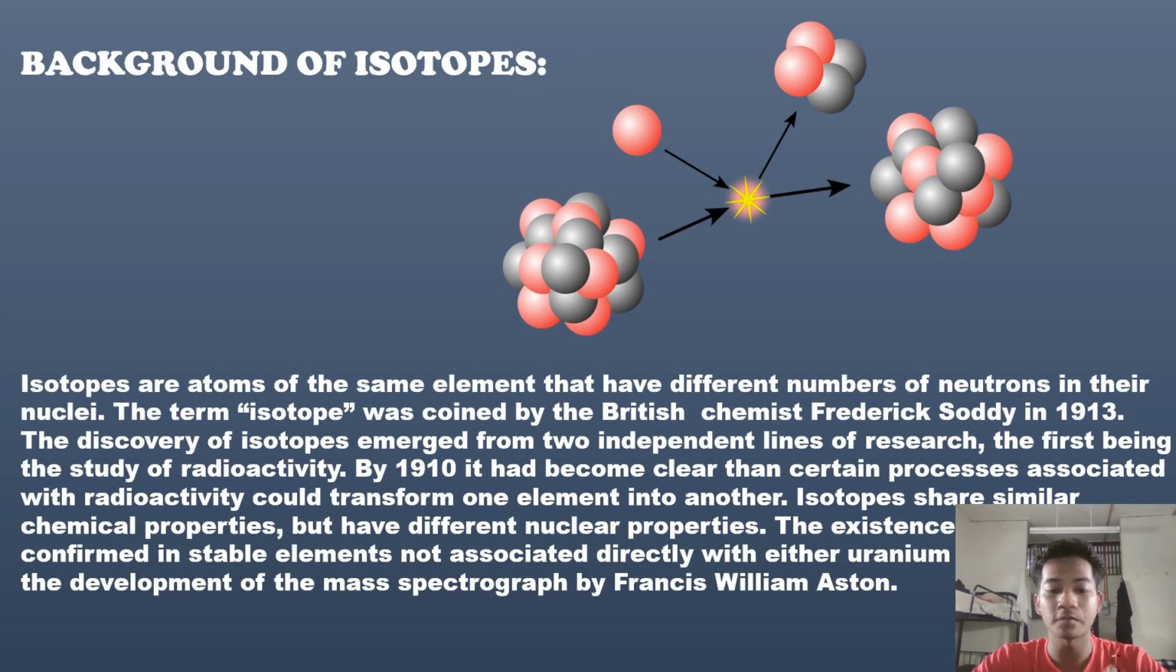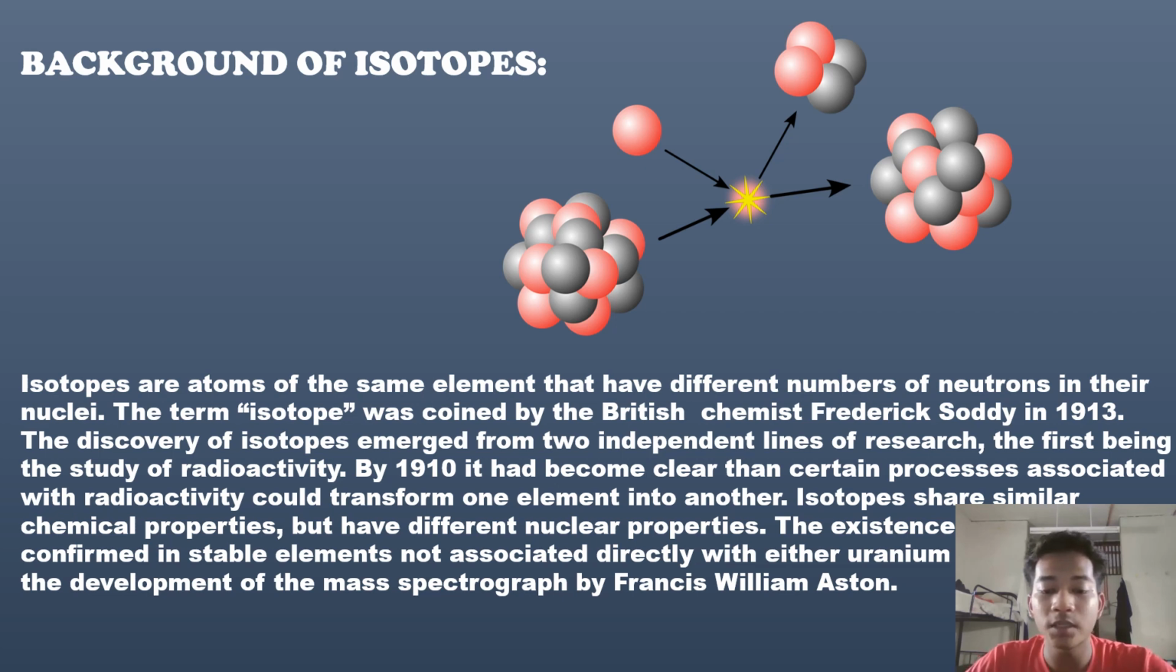Now, let's look at the background of isotopes. Isotopes are atoms of the same element that have different numbers of neutrons in their nuclei. The term isotope was coined by the British chemist Frederick Soddy in 1913. The discovery of isotopes emerged from two independent lines of research. The first being the study of radioactivity. By 1910, it had become clear that certain processes associated with radioactivity could transform one element into another.